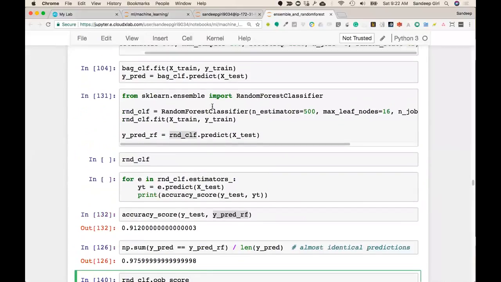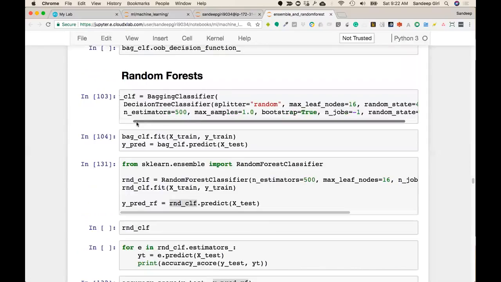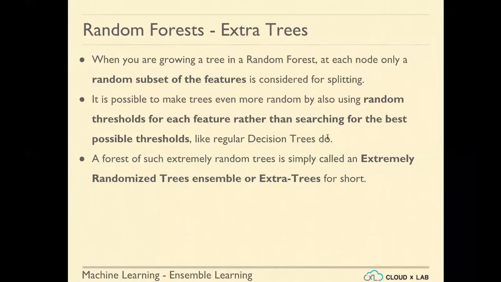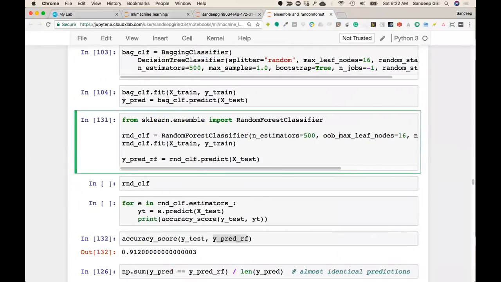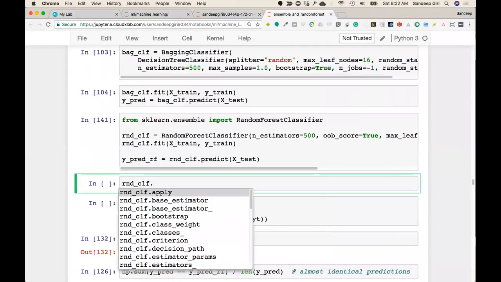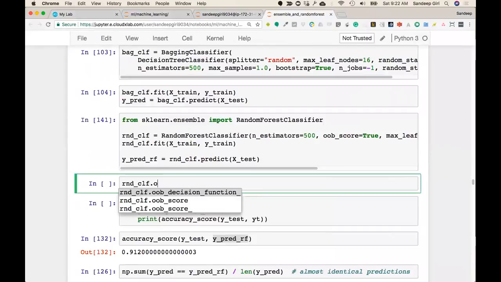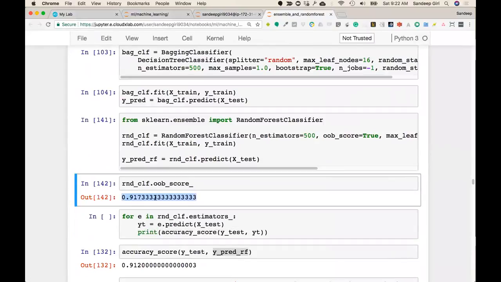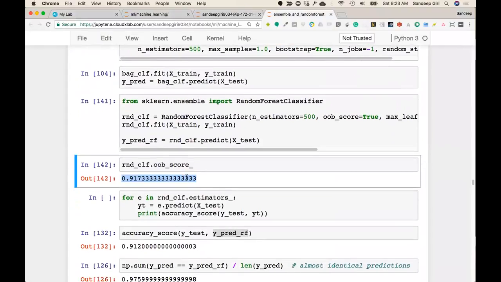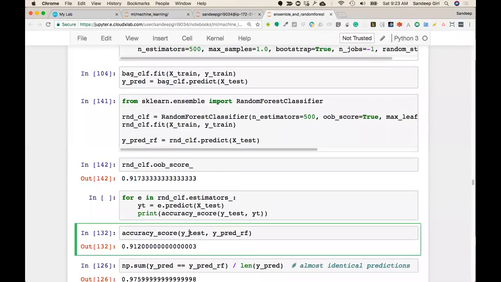So all we need to do, while we are training this, is say here oob_score equals True. And so we could use the OOB score. All right. So this way you could do the computation of the score, so you don't need to really test later on.